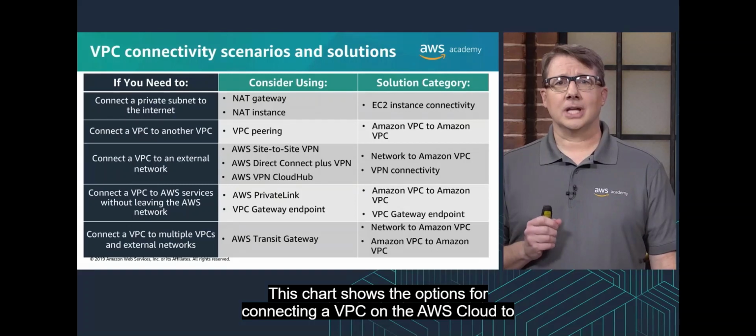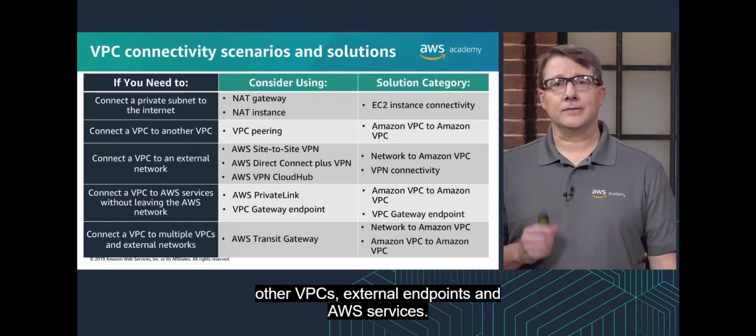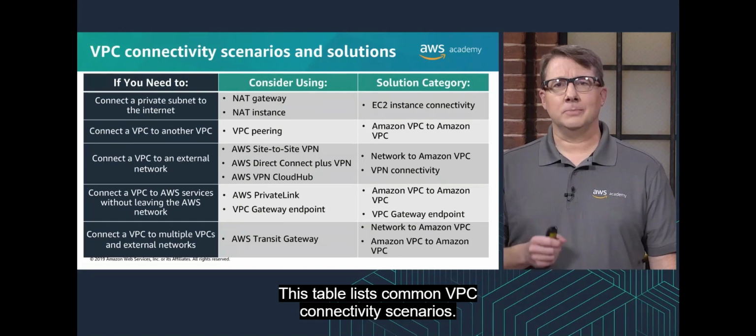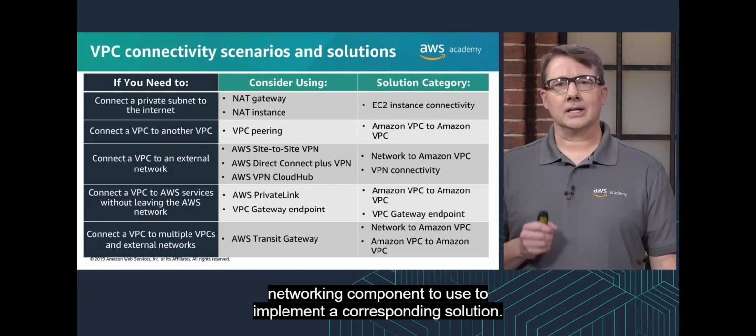This chart shows the options for connecting a VPC on the AWS cloud to other VPCs, external endpoints, and AWS services. This table lists common VPC connectivity scenarios. It also identifies the recommended AWS service or networking component to use to implement a corresponding solution.